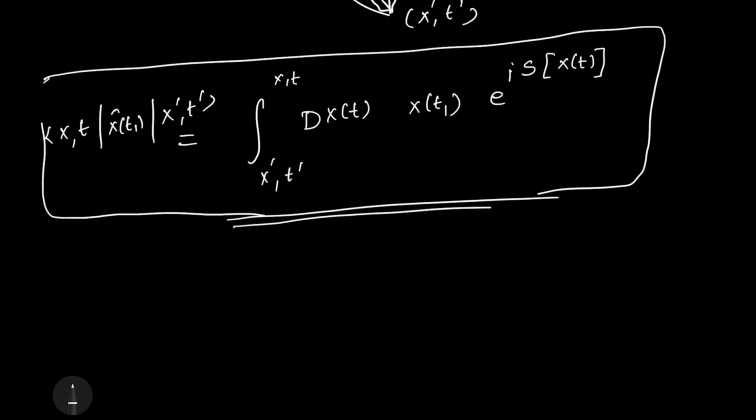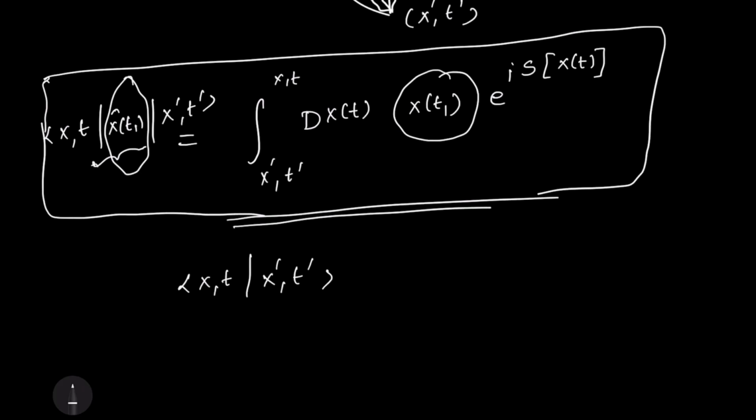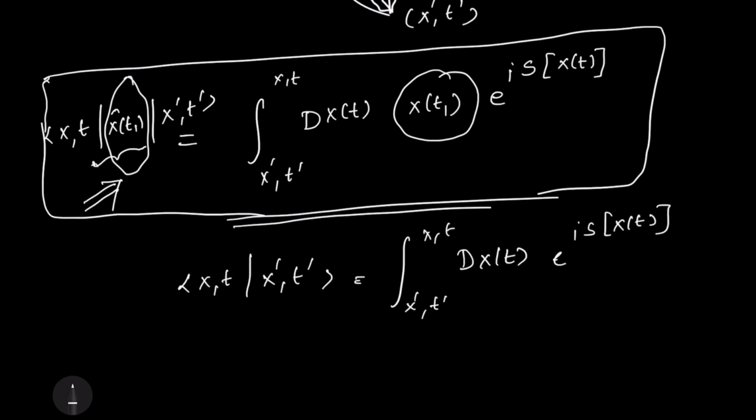So if you insert an operator here in between x prime t prime and x of t, then we plug in the eigenvalue of this operator. Otherwise it is just a path integral. Last class we saw what the path integral is. This is equal to the integral from x prime t prime to xt, dx of t, e raised to i S x of t, right? But if you insert an operator here, that means we have to plug in its eigenvalue in the integrand. Similarly for two operators.